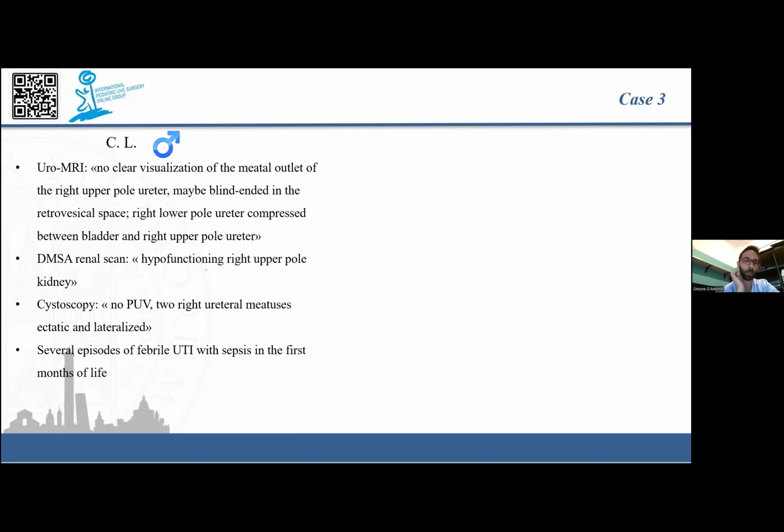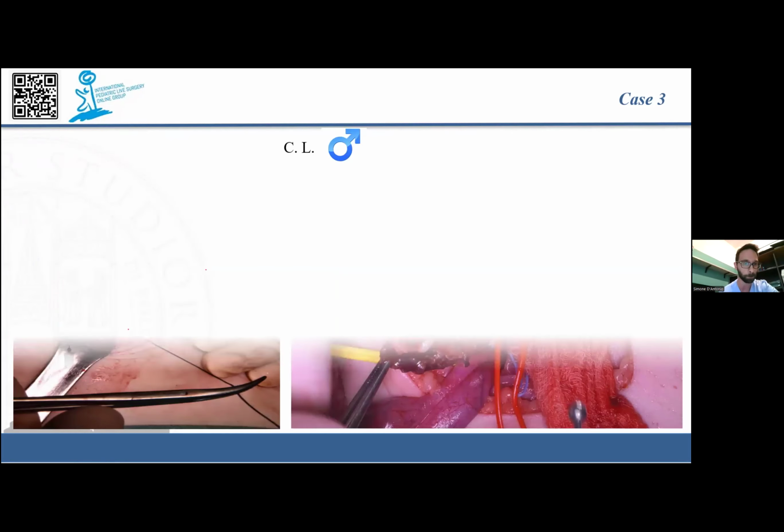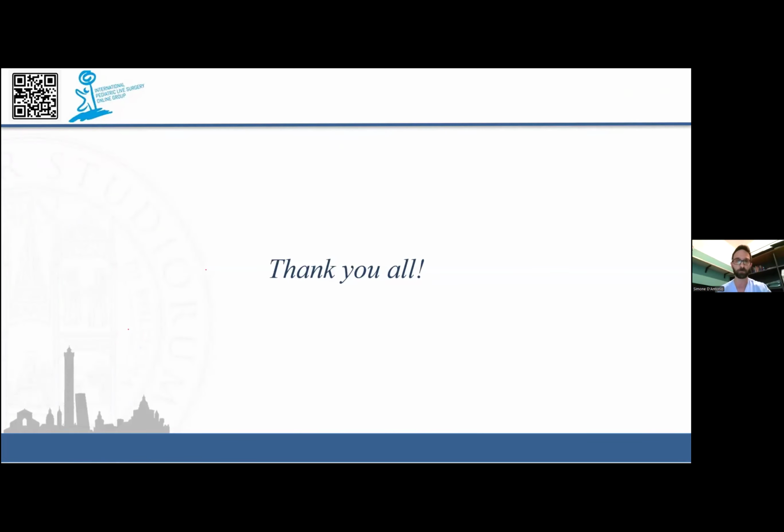Unfortunately, this patient presented several episodes of urosepsis in the first months of life. And so, according to the results of the diagnostic exams and patient clinical history, we opted for a right upper pole heminephrectomy and partial ureterectomy. These are the pictures from the surgical procedure, and nowadays the patient is in follow-up, and he didn't have any episode of urinary tract infection. Thank you.